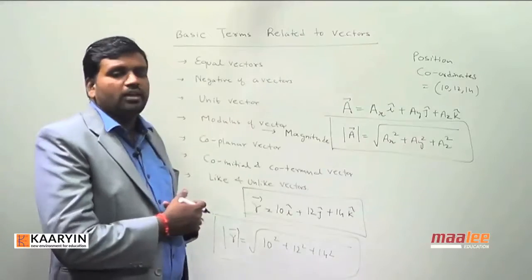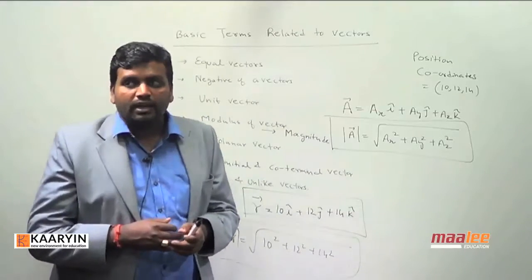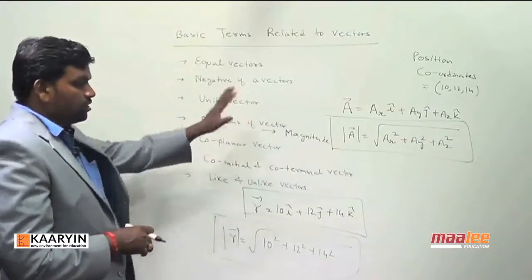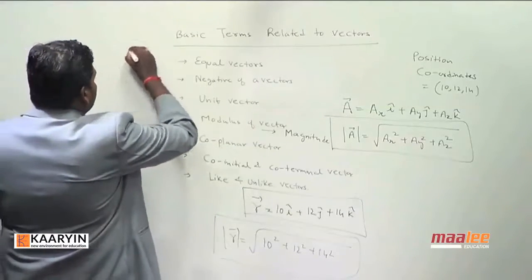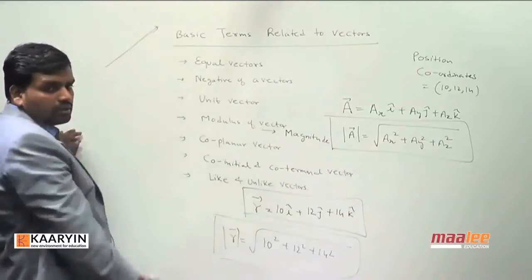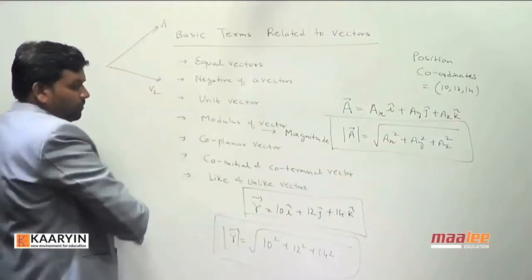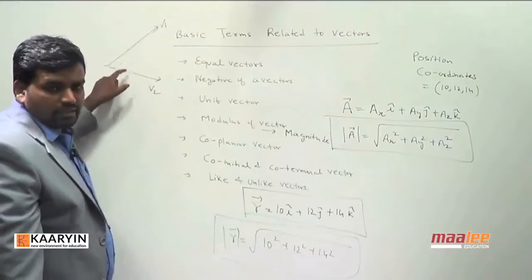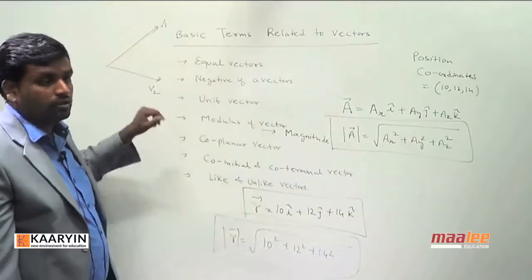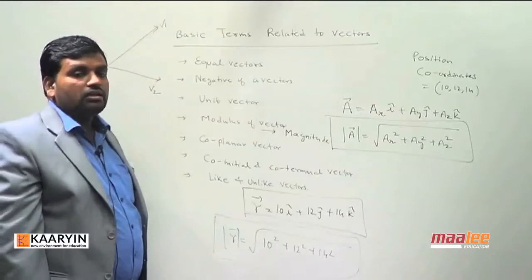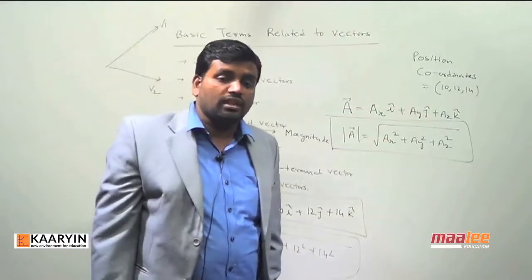Now, coplanar vector. Coplanar vectors means vectors which exist on the same plane. Suppose this board is there. If on this board two insects are crawling, suppose one insect is crawling in that direction, having velocity v1, and another insect is crawling in that direction having velocity v2. So, see here, both the velocity vectors are on same plane. So, we will say these two velocity vectors are coplanar vectors.